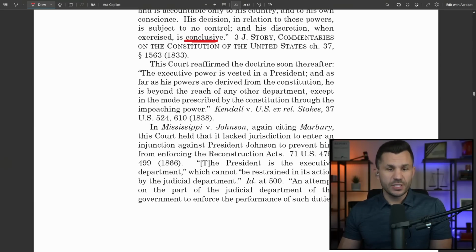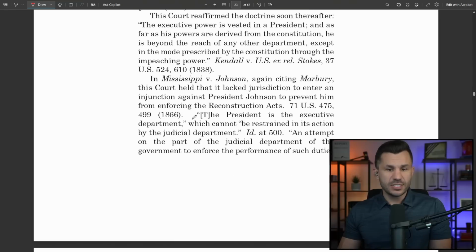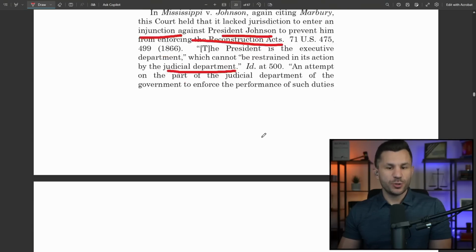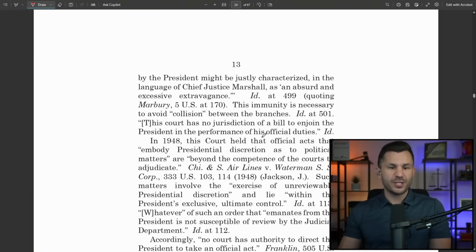The court reaffirmed the doctrine in another case, and in Mississippi, they said that the court lacked jurisdiction to enter an injunction against President Johnson to prevent him from enforcing the Reconstruction Acts. They said the president is the executive department. It cannot be restrained in its action by the judicial department. An attempt on the part of the judicial department of the government to enforce the performance of those duties by the president might be justly characterized in the language of Justice Marshall as an absurd and an excessive extravagance.